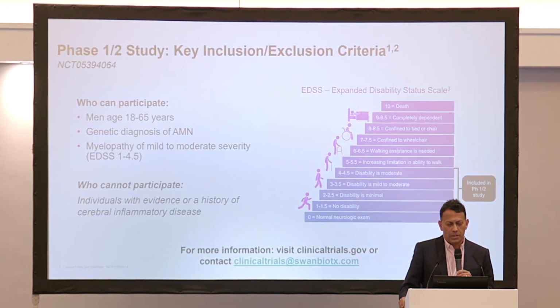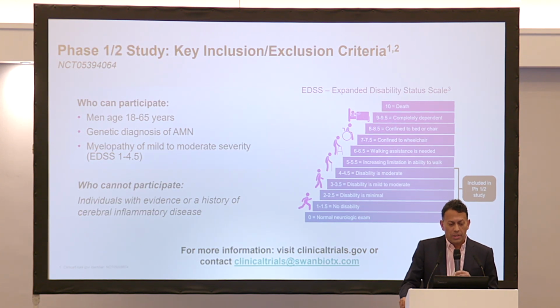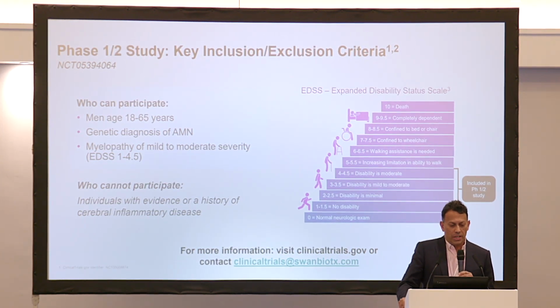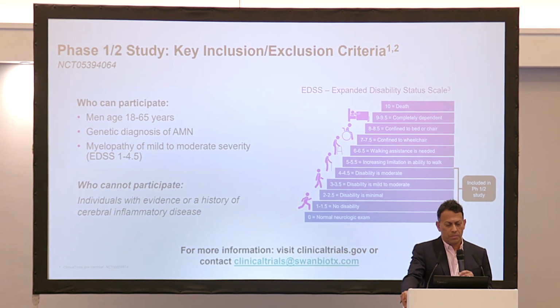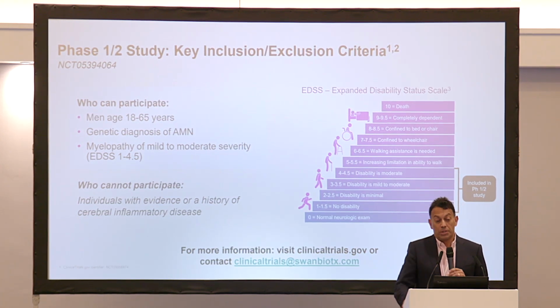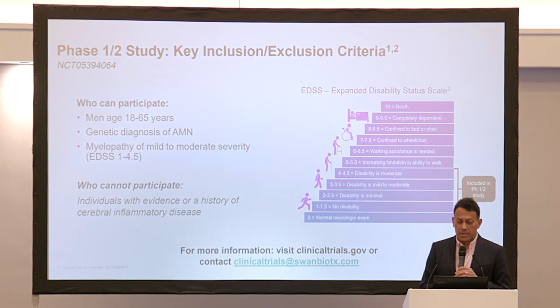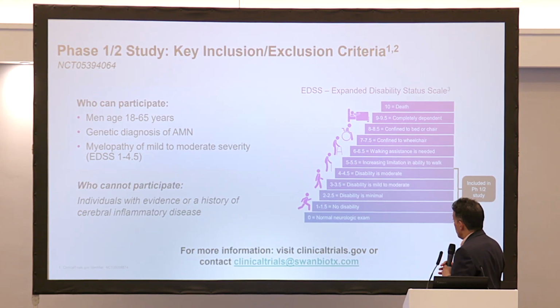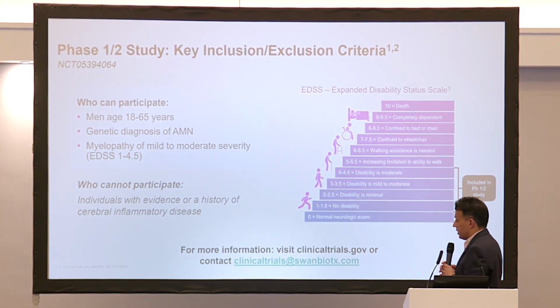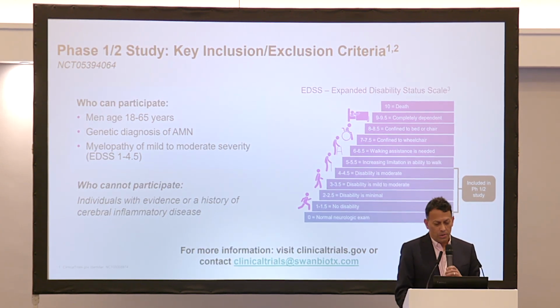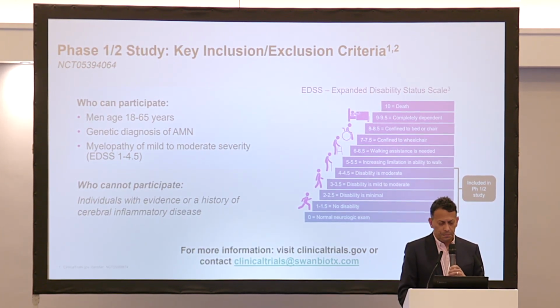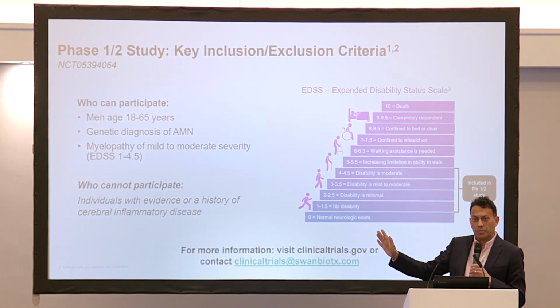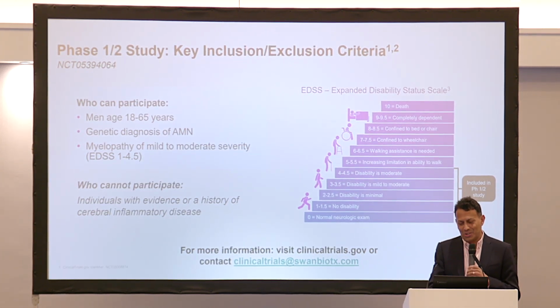So the key inclusion-exclusion criteria for this phase 1/2 study: men ages 18 to 65 can participate. They have to have the genetic diagnosis of AMN, and they have to have a myelopathy of mild to moderate severity. It means that in this first study their disability has to be minimal to moderate, so they cannot be fully dependent on walking ambulation. And there's a lot more that you'll hear from Eileen Sawyer this afternoon.